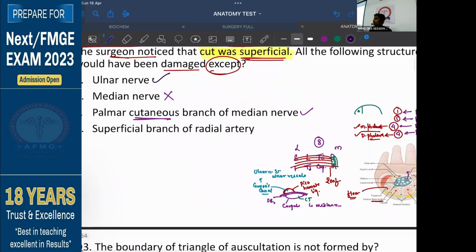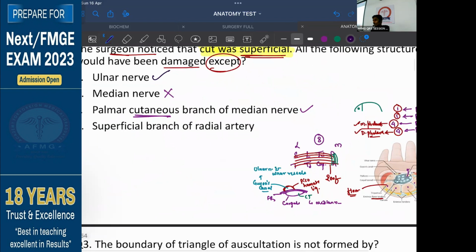Whereas the last option is the superficial branch of the radial artery. नाम में ही superficial है उसके. Superficial branch of the radial artery. Radial artery passes via, आगे देखेंगे उसको क्या बोलते हैं, इसको क्या बोलते हैं, इसको शाबाश, anatomical snuffbox. And what is the content of the anatomical snuffbox? It is the radial artery. Okay, so the superficial branch of the radial artery passes over here in the medial aspect of the palm. So that will also be damaged. So what is not at all damaged is the median nerve, because it lies inside the carpal tunnel, protected by the flexor retinaculum. So therefore it will not be damaged.